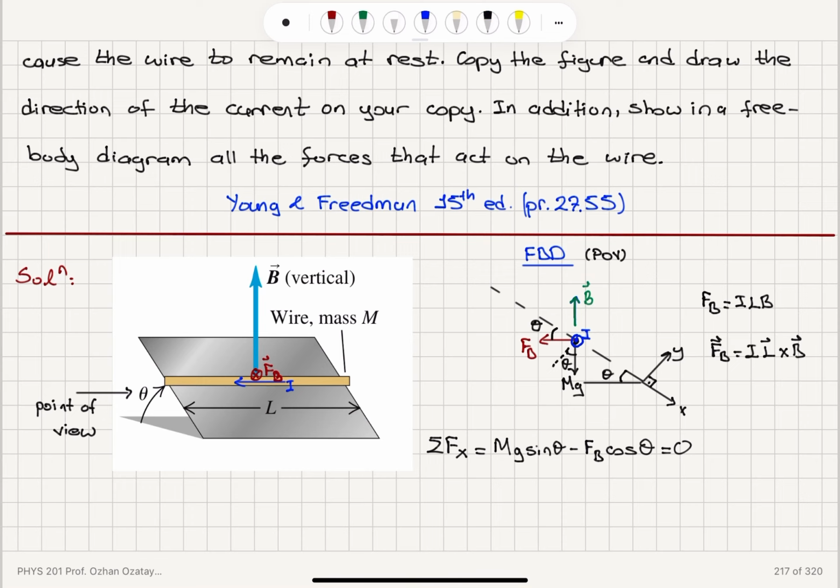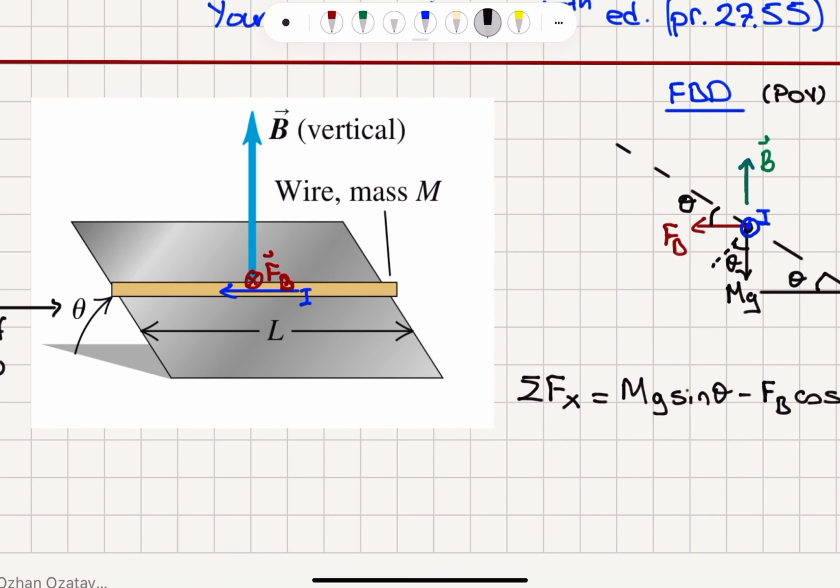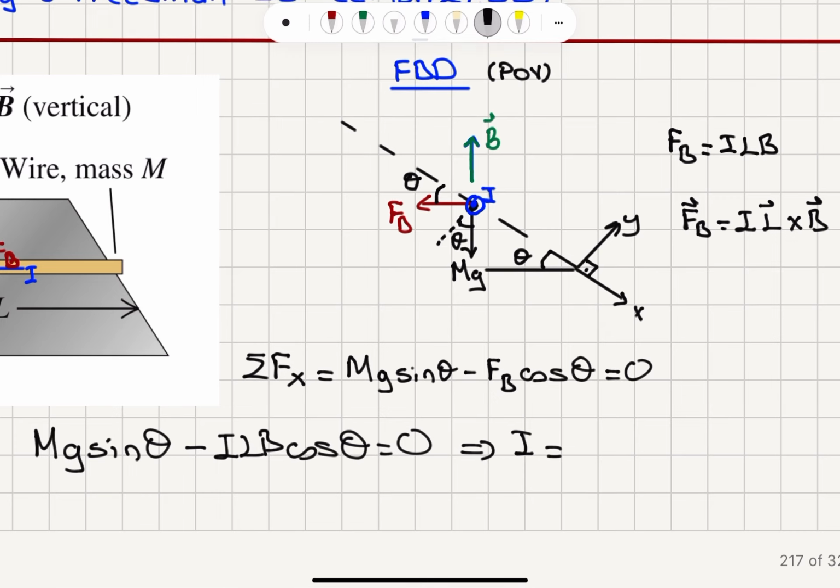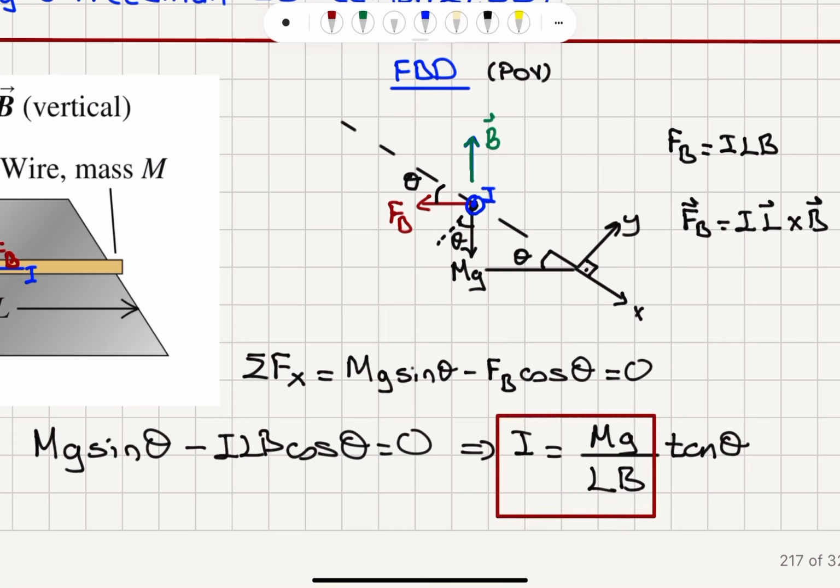Now if I substitute ILB for FB here, I will get mg sine theta minus ILB cosine theta equal to 0, which tells me that the current that I need for it to remain at rest will be equal to mg over LB tangent theta. If I isolate the current here, mg sine theta over BL cosine theta, sine theta over cosine theta is tangent theta, so the answer will be mg over LB or BL tangent theta.